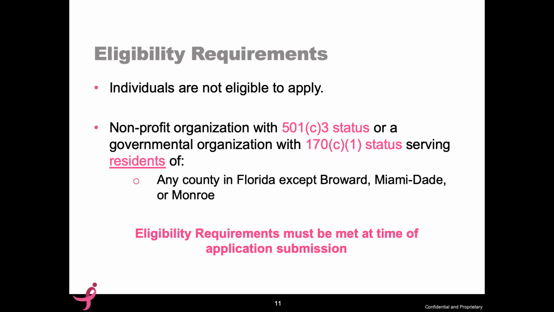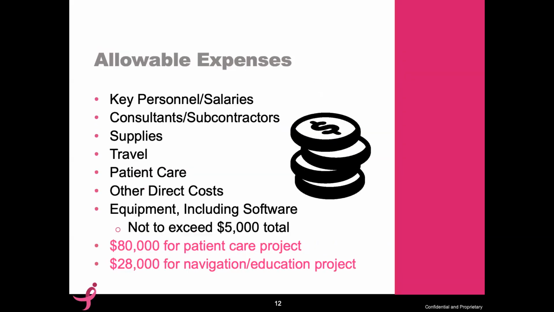So the eligibility requirements: unfortunately, individuals are not able to apply. You have to be a 501(c)(3) organization or a governmental organization with the 170(c)(1) status. Now, with our expansion statewide, you are able to apply for a grant from 64 of 67 counties. The only counties that we are not serving are Broward, Miami-Dade, and Monroe. There's another affiliate in Broward and Miami-Dade that handles that and has their own grant-making activities. So everything today must fall within the other remaining 64 of 67 counties.